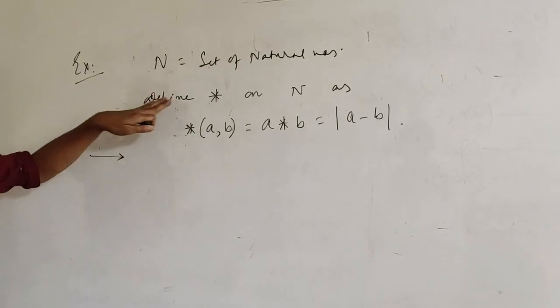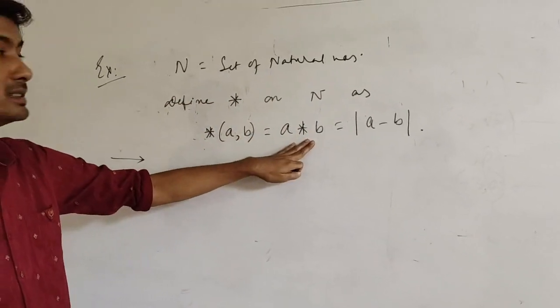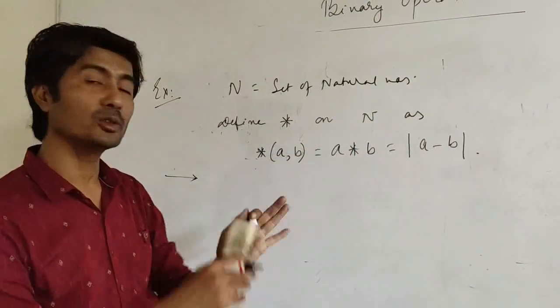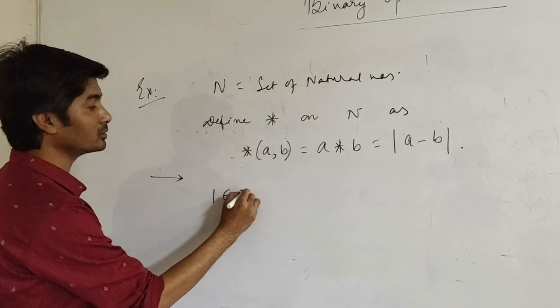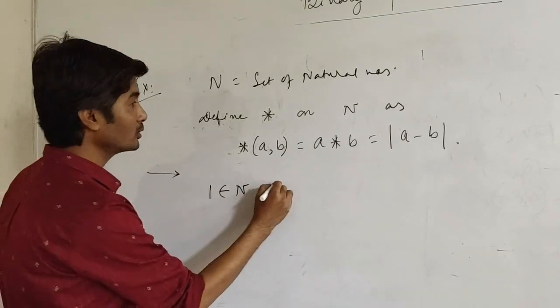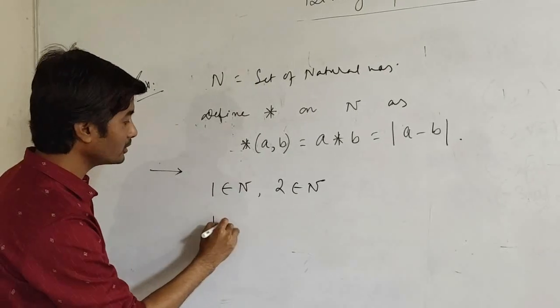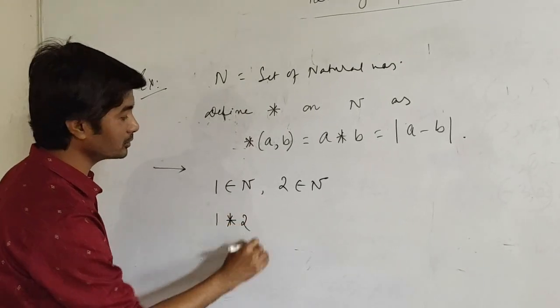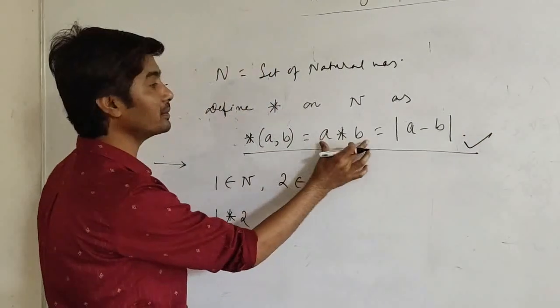Now say star is defined on N in this way, that is, from N if I take any two numbers, suppose 1 belongs to N, 2 belongs to N, these are two natural numbers, and I want to see what 1 star 2 should be. Then following this definition, a star b is what?